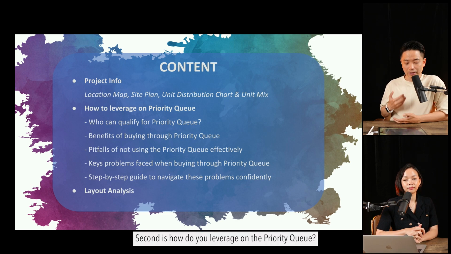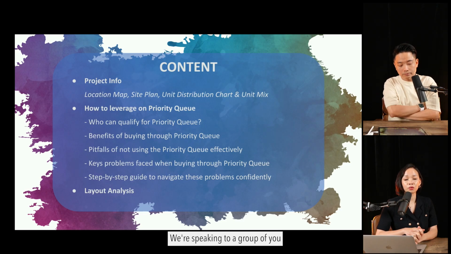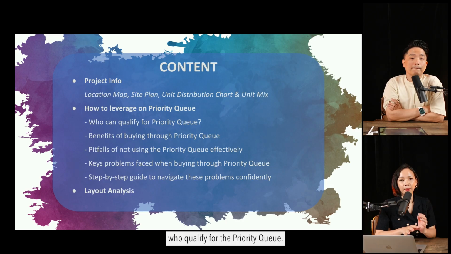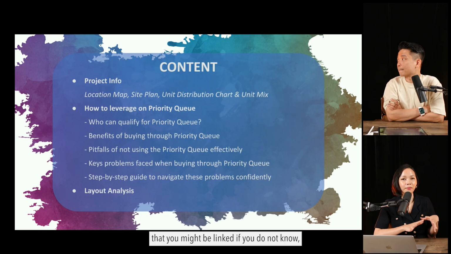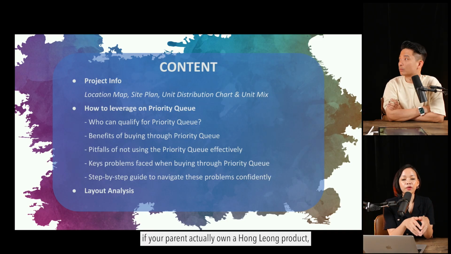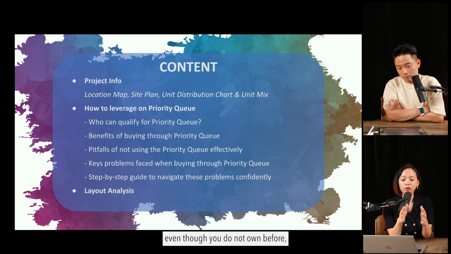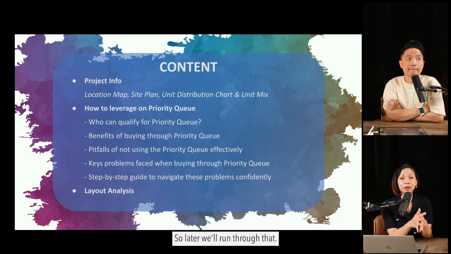Second is how do you leverage on the priority queue? Today's video is a bit special. We are speaking to a group of you who qualify for the priority queue. I think there are a lot of ways that you might be linked, if you do not know. For example, if your parent actually owns a Hong Leong property, even though you do not own one before, you are still eligible for the priority queue. So later we will run through that.